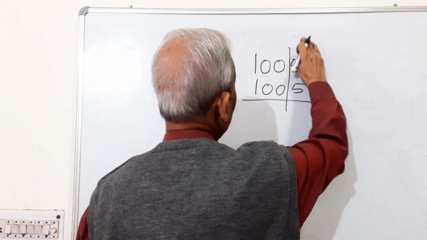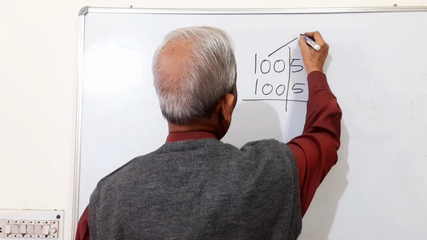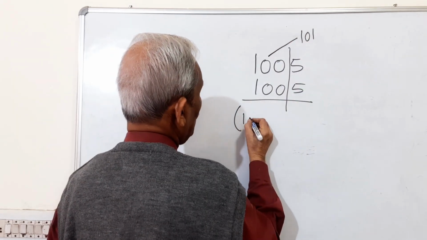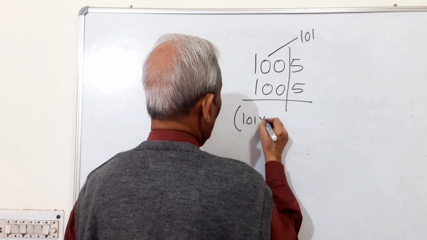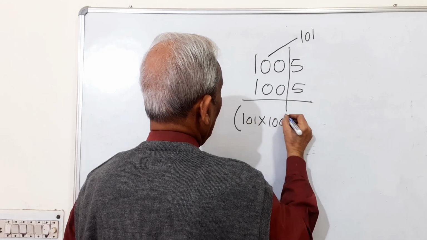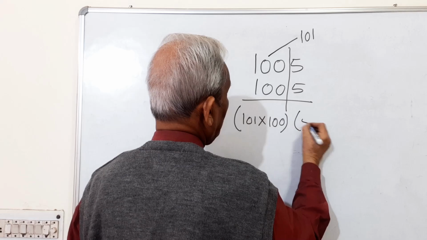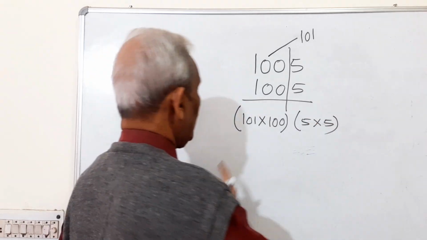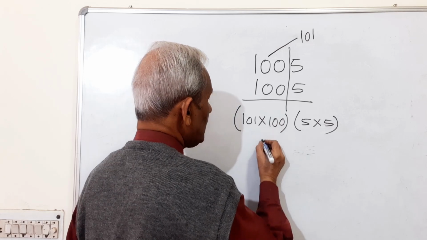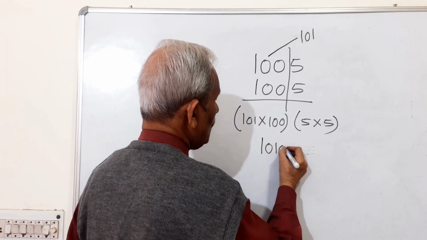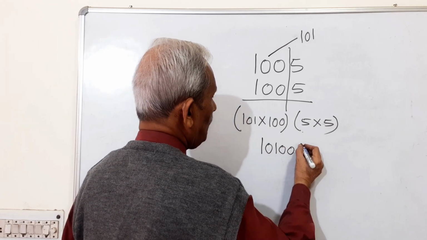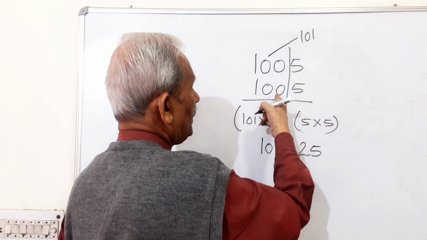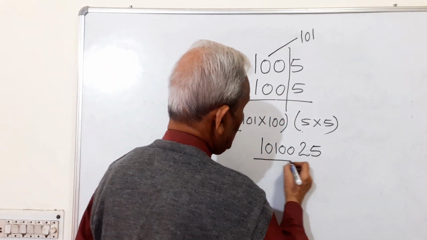So if you apply Ekadhika and Purvan here, 1 more than 100 is 101. So what do you write? First part of the answer is 101 into 100. Second part of the answer is 5 into 5. So what happens here? 101 into 100 is 10100, and 5 into 5 is 25. This is the square of 1005, 1010025.